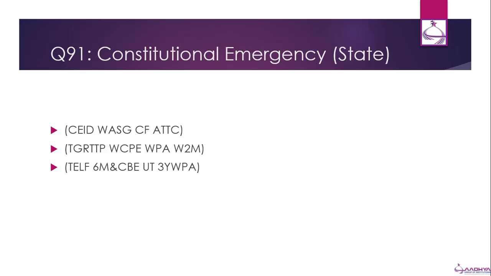Constitutional emergency in a state. A constitutional emergency is declared when a state government cannot function according to the Constitution. The Governor reports to the President, who can proclaim an emergency with Parliament's approval within 2 months. This emergency lasts for 6 months and can be extended up to 3 years with parliamentary approval.